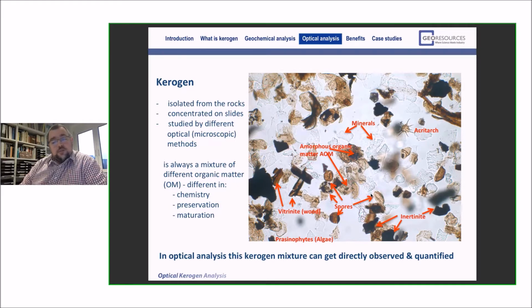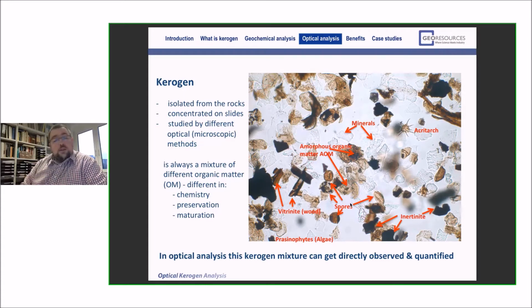Most samples have 3, some have all 4, some have only 2. Very, very few samples have only 1 kerogen type in the kerogen. The huge majority of samples has a mix of different kerogen types, and we quantify the different kerogen types in one sample. And this is a much more precise analysis than the bulk geochemical analysis can give us.